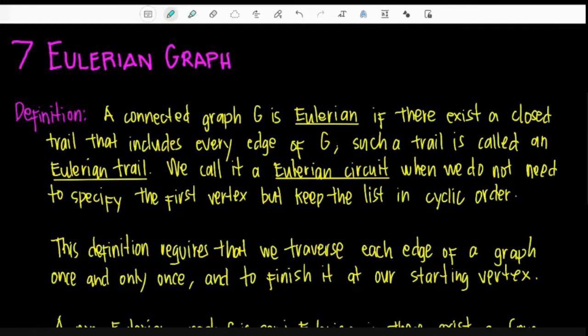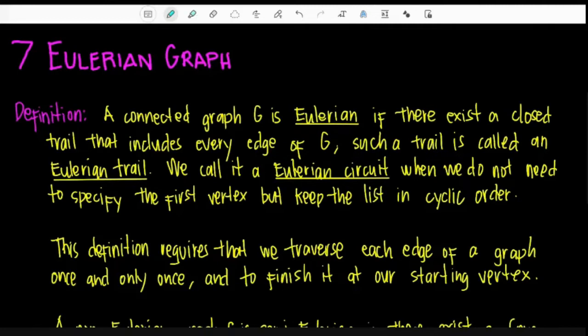Kung natatandaan niyo yung introduction natin, i-discuss natin doon yung Königsberg problem. And explain natin kung bakit walang path na nag-exist that can traverse all the bridges in Königsberg. And that solution is given by Euler.